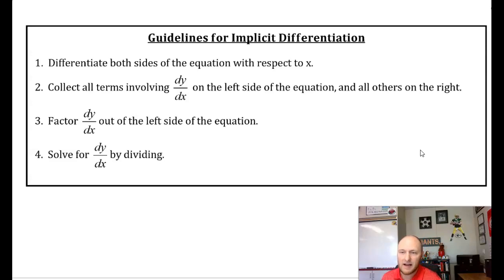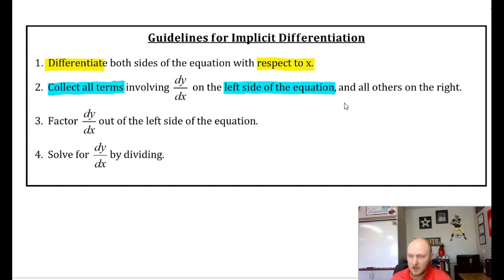So here are our guidelines for implicit differentiation. Step number 1, you're going to differentiate both sides with respect to x. So anytime you're taking a derivative of y, treat it as you would normally treat x, but you have to multiply times dy dx. Then, step 2, you're going to collect all the terms involving dy dx on the left side of the equation. Shift all the dy dx's to the left, move everything else to the right.